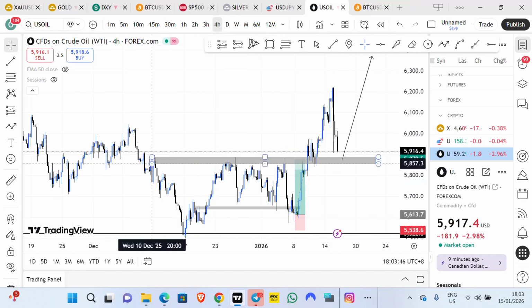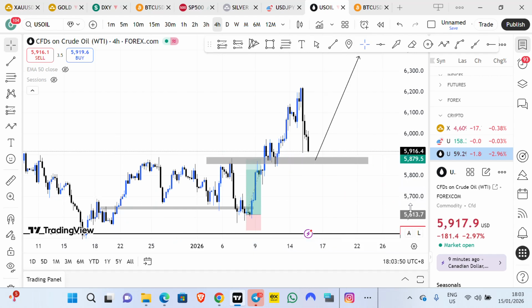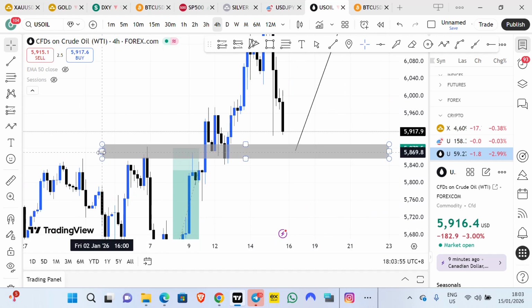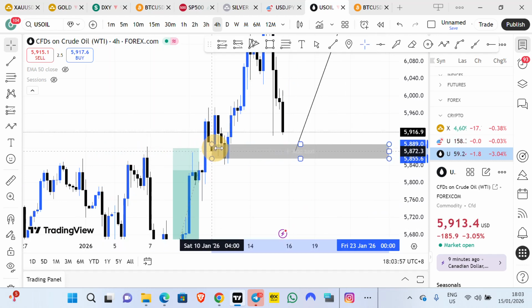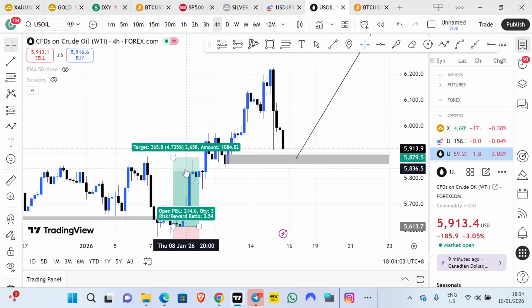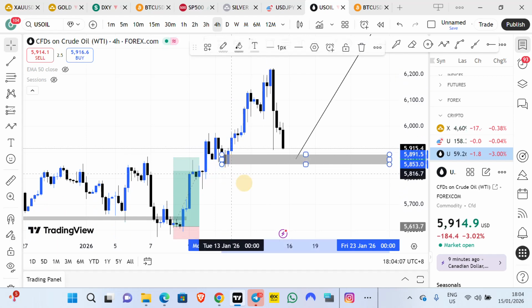We have a support under here. So let me take this. And don't forget, this is what? An order block. This is the last bearish candle before this move to the upside. So this is the order block.